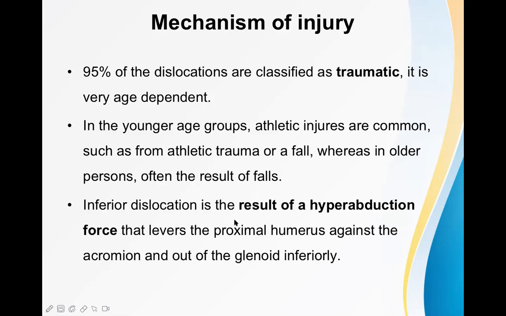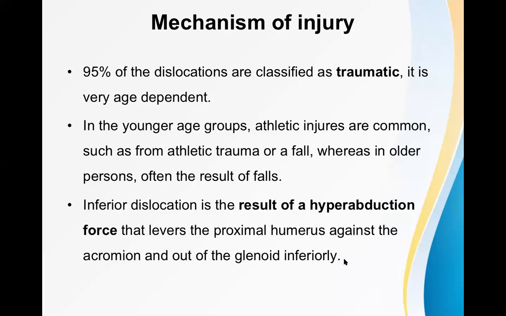Inferior dislocation is the result of a hyperabduction force that levers the proximal humerus against the acromion and out of the glenoid inferiorly. Now, this is a very interesting type of mechanism, so please pay attention here. Everyone knows what abduction of the shoulder joint is. I already told you, abduction is raising the arm sideways, on the side of the body. Now, just do that. When you take the arm up to the side of the head, see that the head of the humerus comes a little bit inferiorly.